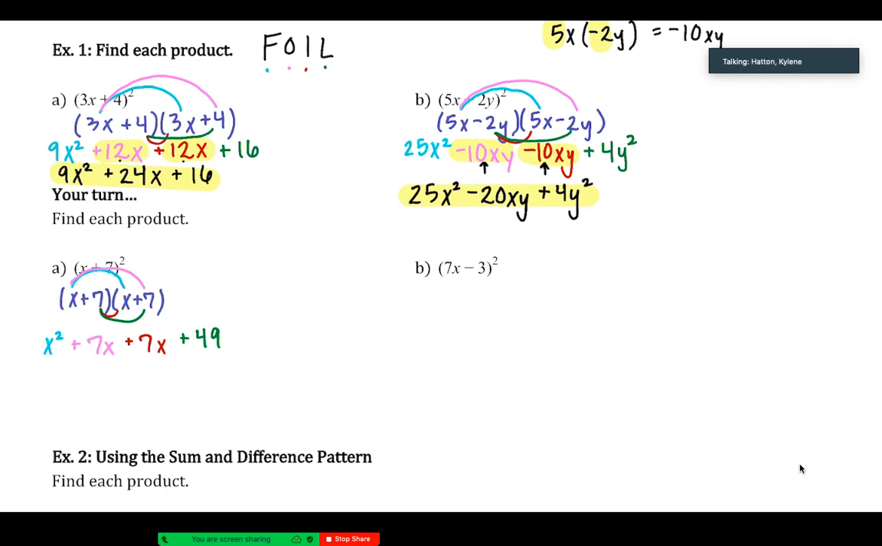And then after we FOIL, we always want to check for like terms. So I have a 7x and a 7x that both have x to the first power, which means I can combine them by adding them together. So every other term is going to come down. So the x squared comes down. 7x plus 7x, I just add the coefficients. So 7 plus 7 is 14. And then that variable stays the same. So 14x, and then I'm going to bring down my plus 49 because that's my only constant term. So x squared plus 14x plus 49.